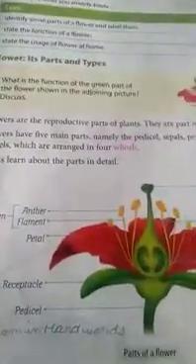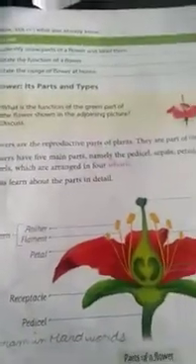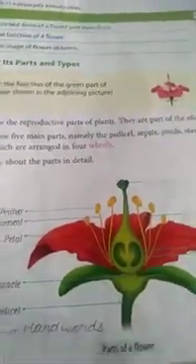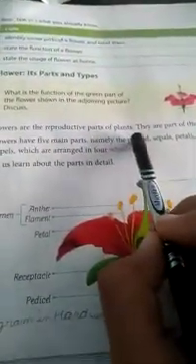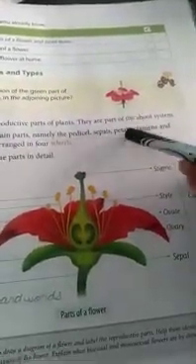Before starting the chapter pollination, there are a few things which you have to be aware of. Flowers are the reproductive parts of plants. It has 5 main parts: pedicel, sepals, petals, stamens, and carpels, which are arranged in 4 whorls.